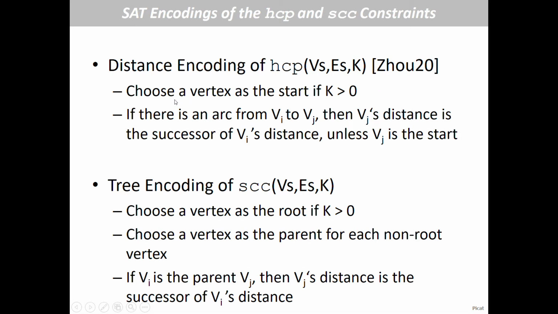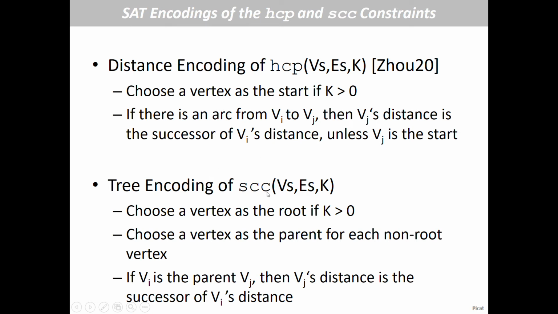Given a graph, if k is greater than 0, if the subgraph has at least 1 vertex, then it chooses a vertex as a start, and the start vertex has distance 0. If there is an arc from vi to vj, then vj's distance is the successor of vi's distance, unless vj is the start. There are several ways of encoding the successor function; the paper compares 3 encodings for the successor function.